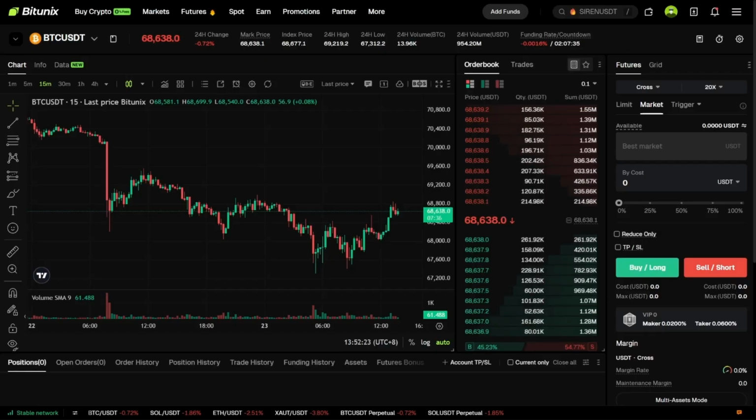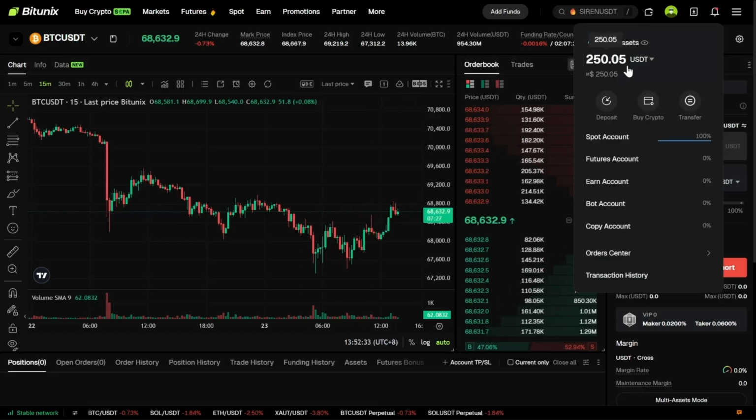The first step in our futures tutorial is we need to make sure that we have money in our futures account. Heading up to my wallet, we can see I have 250 USDT in my spot account, so we need to transfer that USDT to our futures account. If you're not sure how to deposit crypto into Bitunix, we do have a video on that, so I'll leave a link in the description.